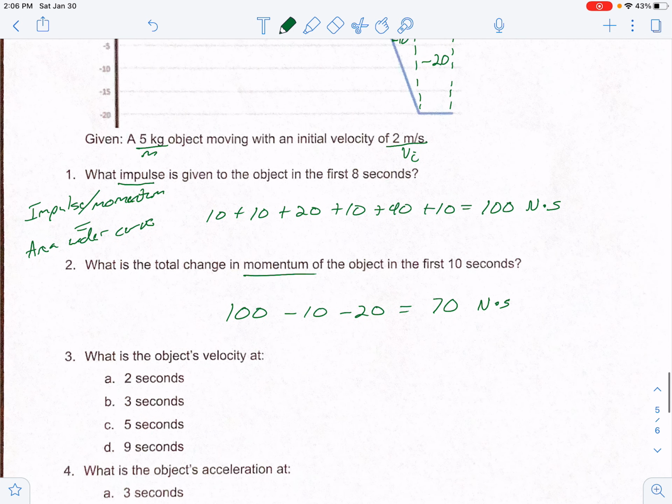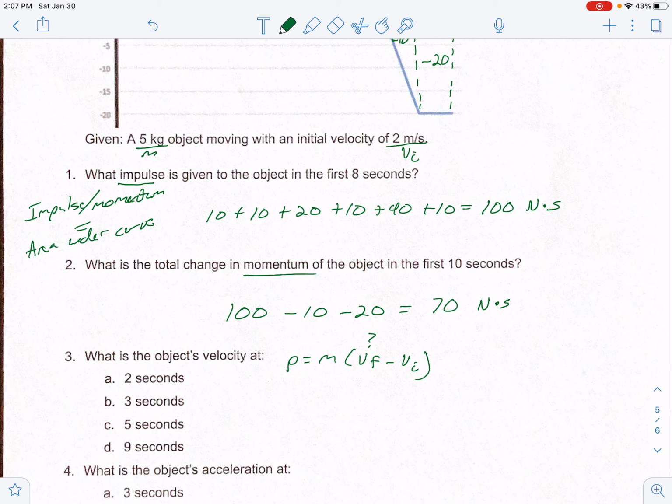Okay, so number 3, what is the object's velocity? Remember on the equations I had y'all write down for the graph part, we had P equals M times (VF minus VI). If we ask you for the velocity, this is the only equation you need. You can write this down and keep it under the graph only section, whatever you want to do. So we want to know the object's velocity at 2 seconds, so that means we're always looking for VF, basically.